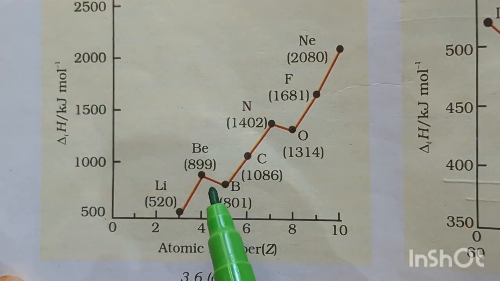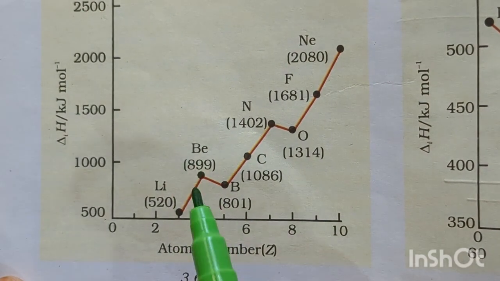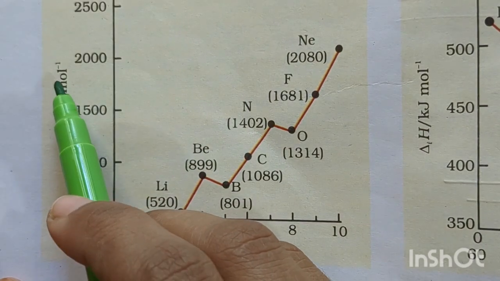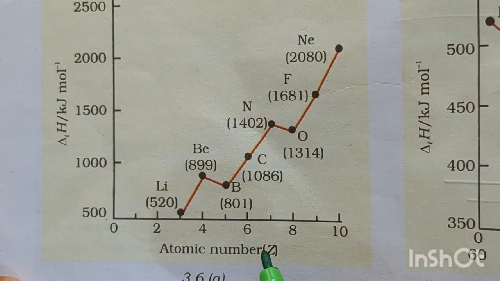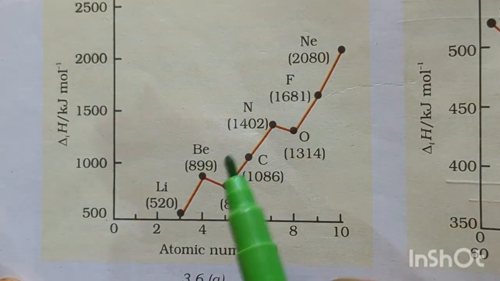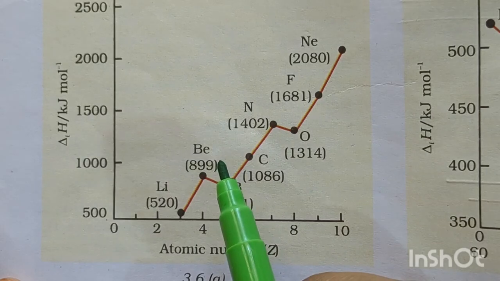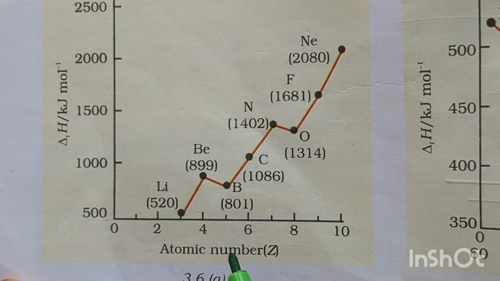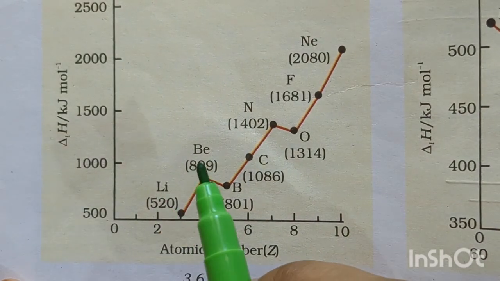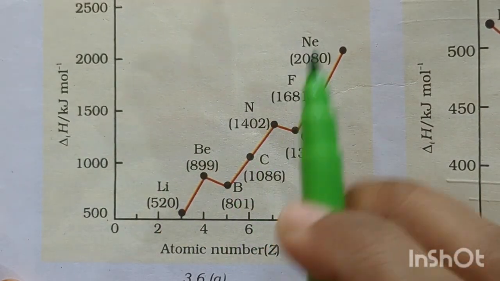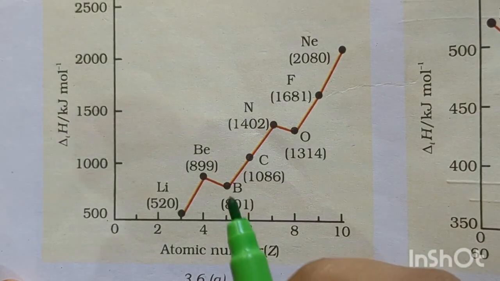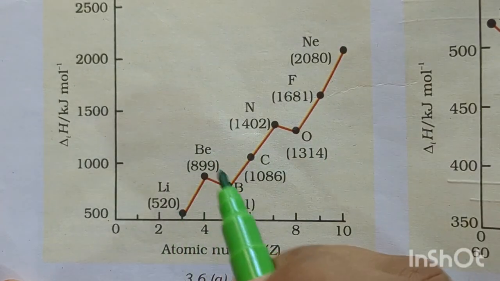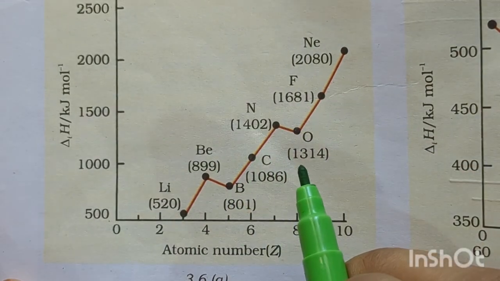Now, consider this figure. It shows the first ionization enthalpy, measured in kilojoule mole raised to -1. Along the x-axis we have the atomic number. So this figure shows the first ionization enthalpy of the second period elements as a function of atomic number. Second period elements means lithium, beryllium, boron, carbon, nitrogen, oxygen, fluorine, neon. It is very clear from this figure that across the period the first ionization enthalpy increases.